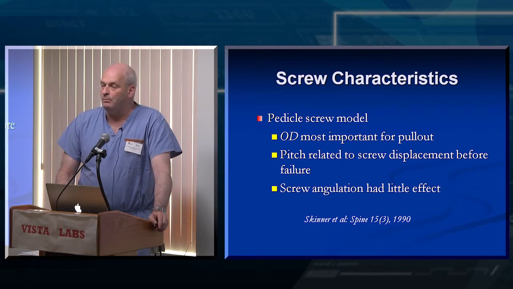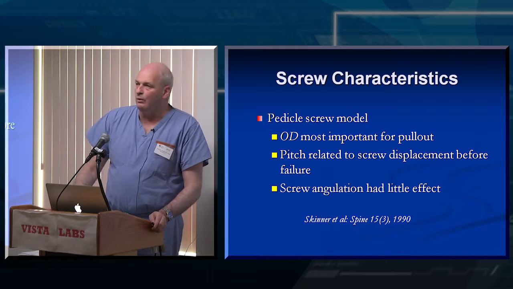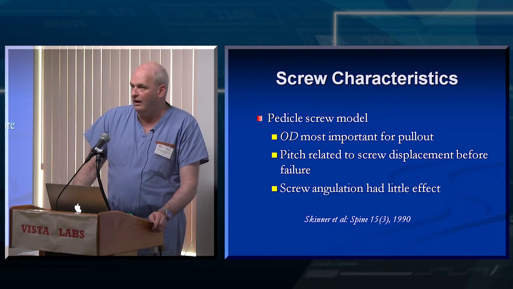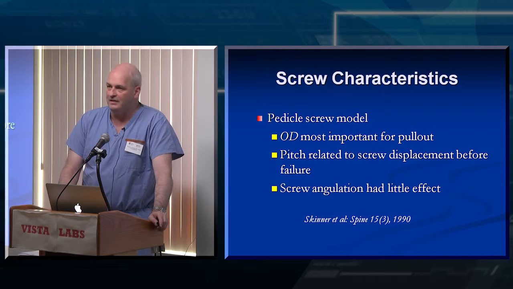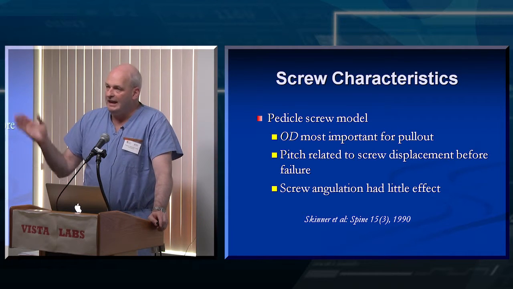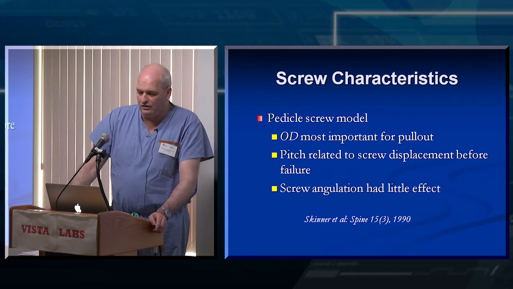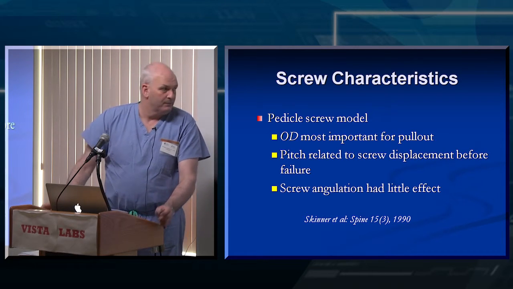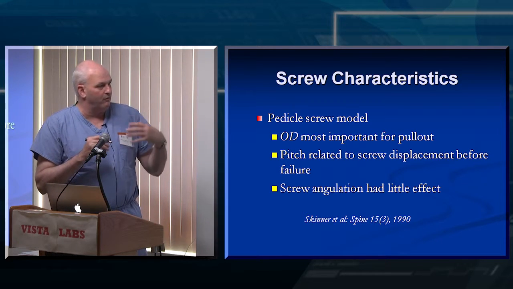Basically, if you look at most models, the outer diameter of the screw is the single most important factor for pull-out of a screw. So as you go from 4.5 to 5.5 to 6.5 to 7.5, each of those markedly increases the screw pull-out. As mentioned, the pitch has some relationship to displacement before failure.